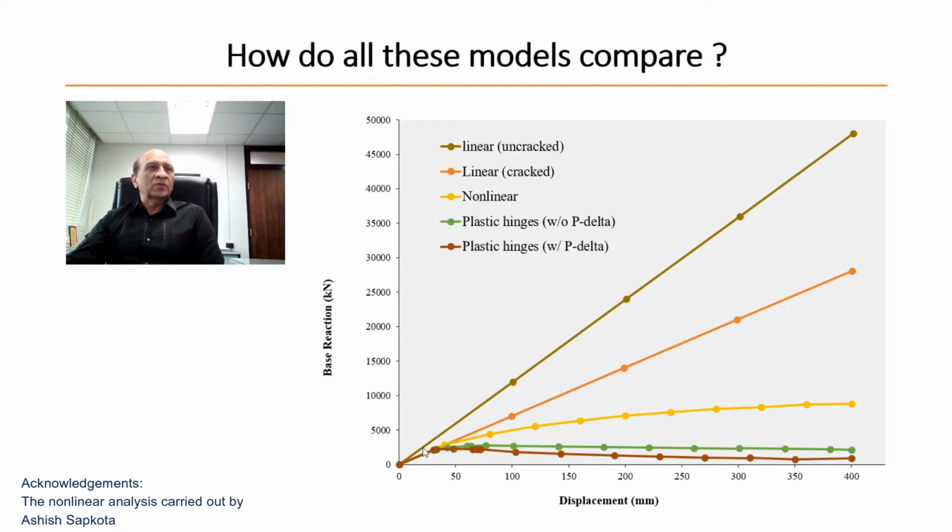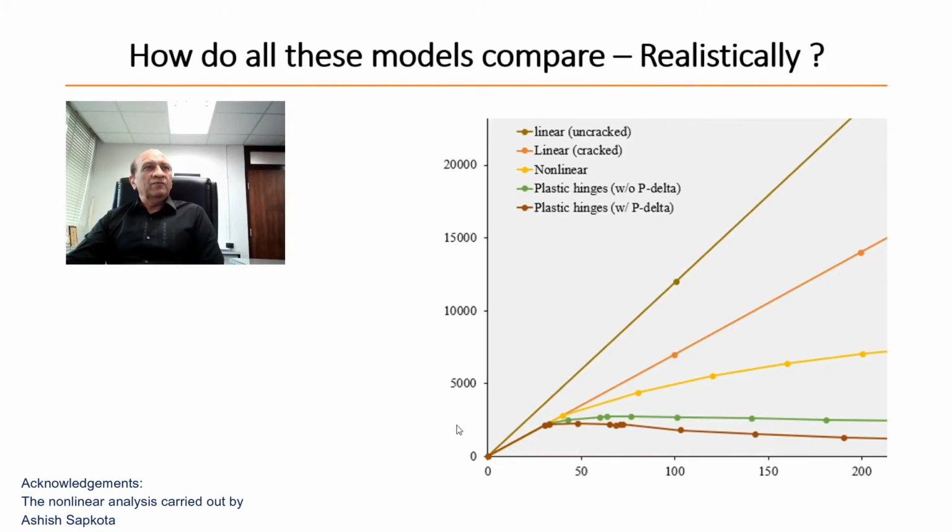And actually the structure will be failing very early on, and the linear elastic response will completely miss all of the realistic response from this structure. If we focus a little bit more on the area which is of interest, because very large displacement like 400 millimeter for a structure of 4 meter is a bit too much. So let's see how it compares with some realistic limits of displacements.